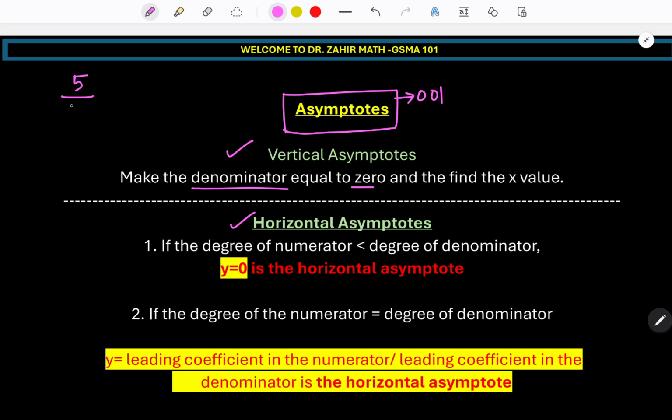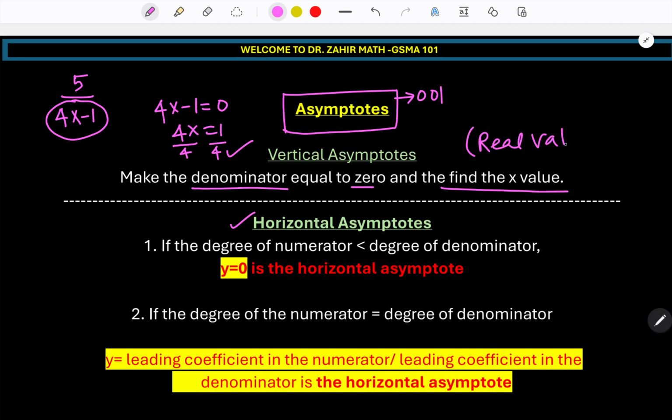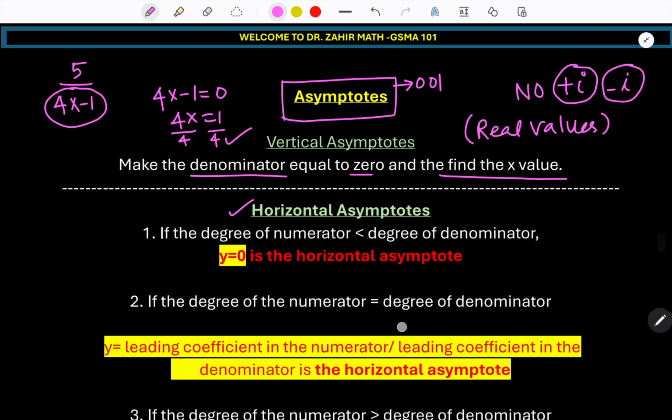Suppose you have 5 divided by 4x minus 1. What's your denominator? The down one. So write 4x minus 1 equal to 0 and find the x value. So 4x is equal to 1, so x is equal to 1 by 4. This is called the vertical asymptote. It should be real values. Remember, real values means there is no i, no plus i or minus i, or any combination of i. So all are real values.